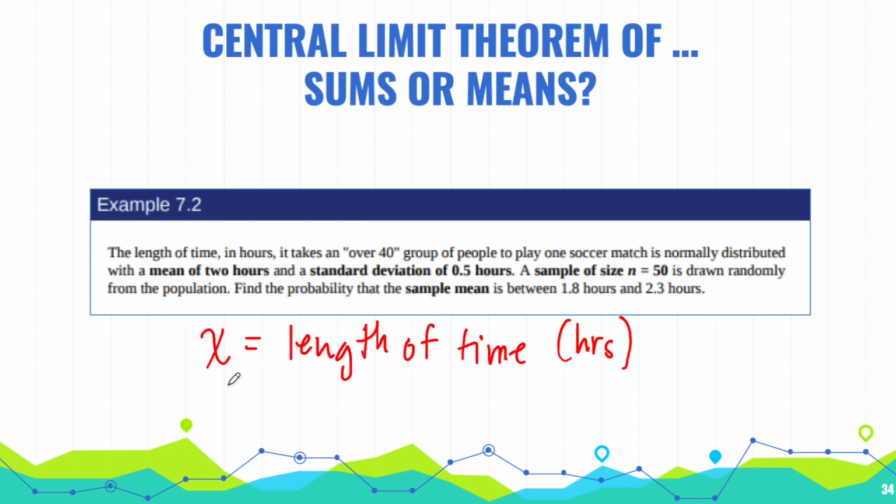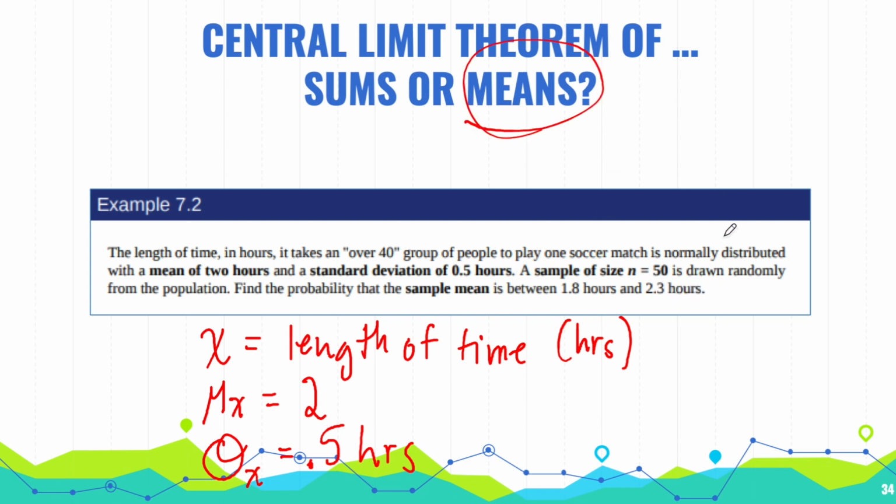All right, we're going to say x is the length of time in hours, and then it looks like our mean mu of x equals 2 hours, and our standard deviation of x equals 0.5 hours. Now we're finding the probability that the sample mean is between 1.8 and 2.3 hours. So which CLT will we use? Exactly, the central limit theorem of means.